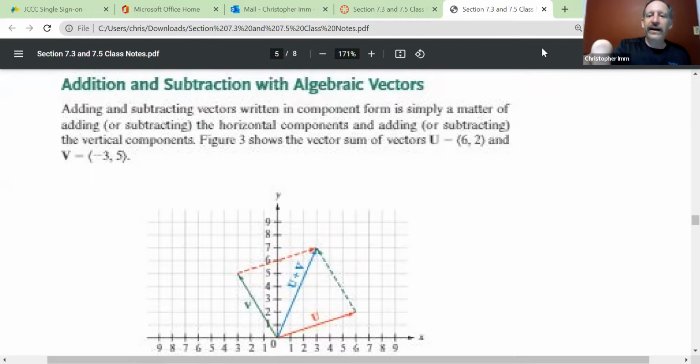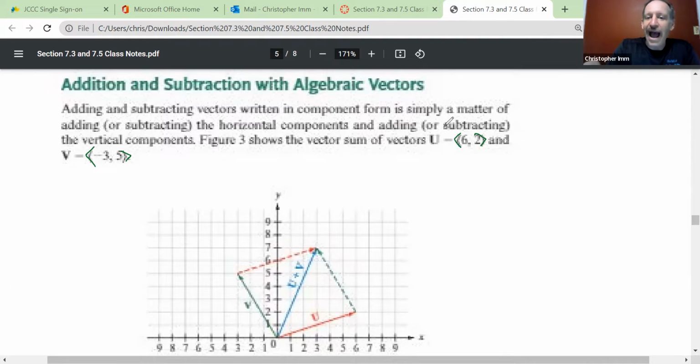Here we have the vector u, which is at 6, 2, and the vector v, which is at -3, 5. If you check those vectors out, you have the two tails of those at the origin, and they're terminating in quadrants 1 and 2 respectively. Now, when we want to find the sum of those, we complete the opposite sides, and we can use that parallelogram method to add them together. So our result is going to be that blue vector.